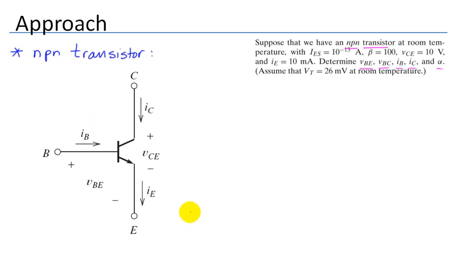Now the NPN transistor looks like this. It has three terminals: the collector, the base, and the emitter. And it has associated voltages, the base to emitter voltage, the base to collector voltage, which I'll go ahead and add right here. It has the base current, the collector current, and alpha is a special parameter of the transistor. It is the ratio of the collector current to the emitter current.